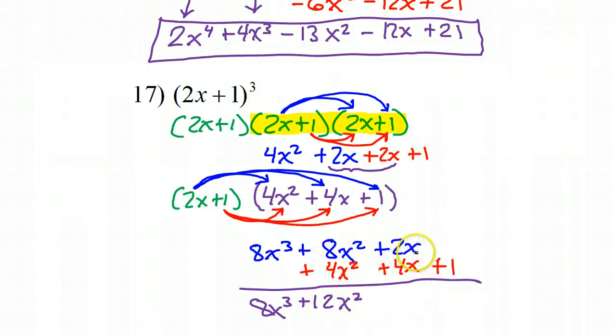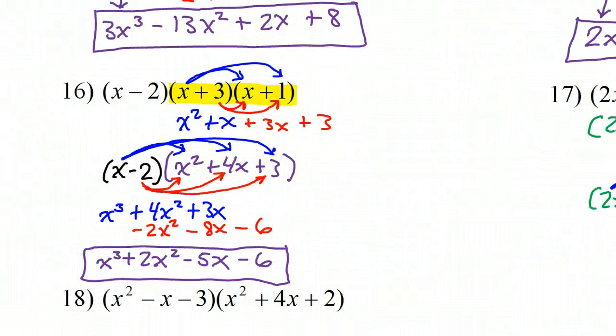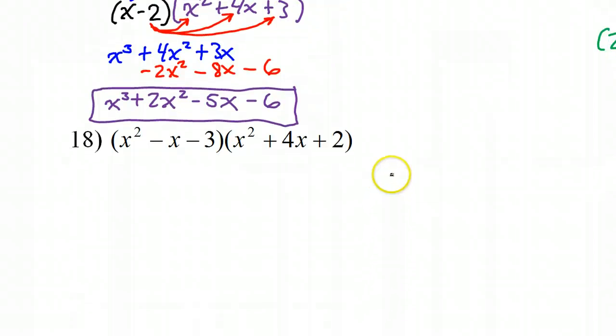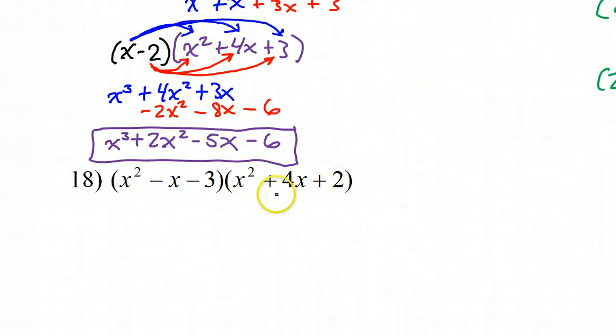Same thing here, this x will stay x, but 2 plus 4 is 6, so I'll have plus 6x plus 1. So this would be your answer for number 17. Okay, last one, number 18. I think I'll need a little bit more space.